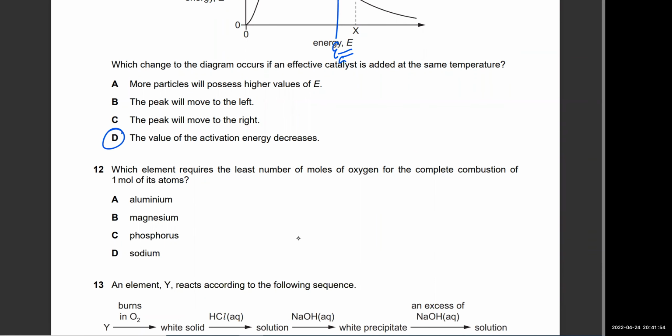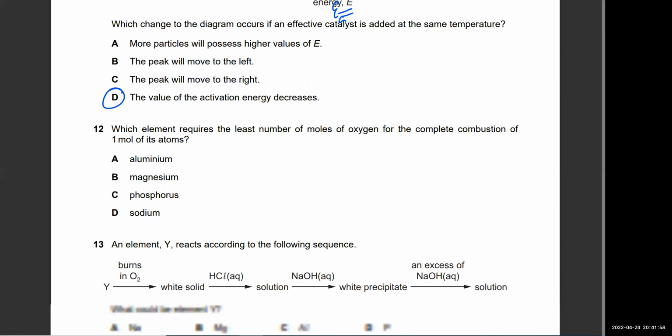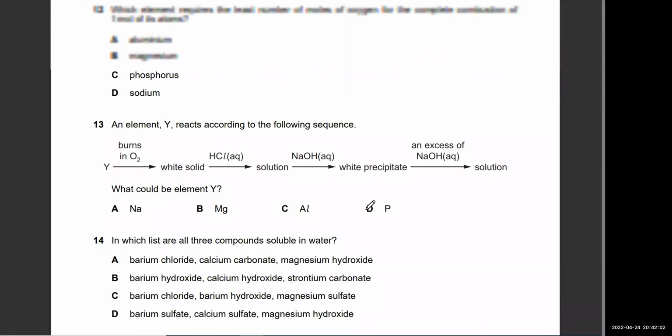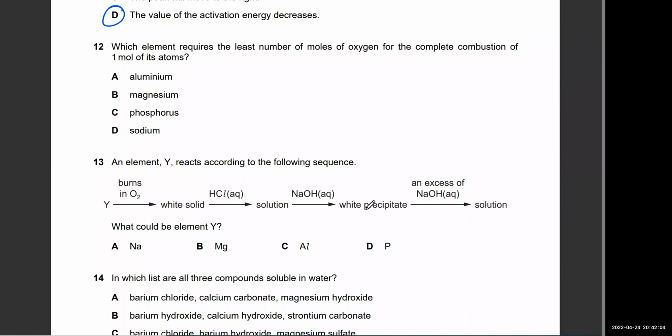Which element requires the least number of moles of oxygen for the complete combustion of 1 mole of its atoms? This part is all inorganic. You would have to make equations for this one. And remember, it's talking about 1 mole of atoms. So you'll first make a balanced equation. It's going to be 4Al plus 3O2 gives 2Al2O3.